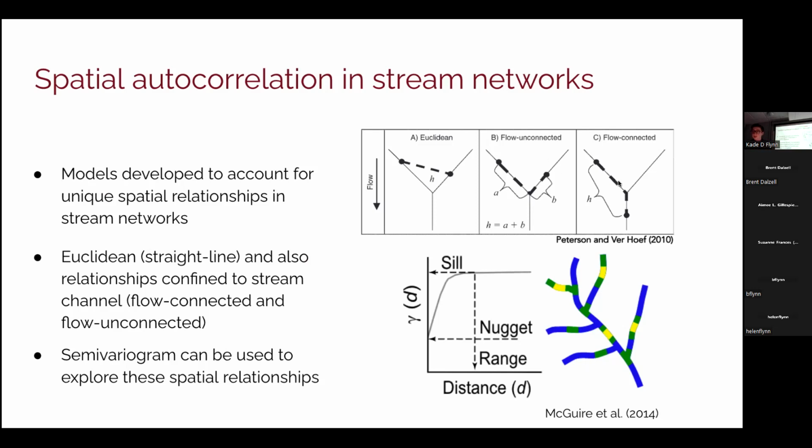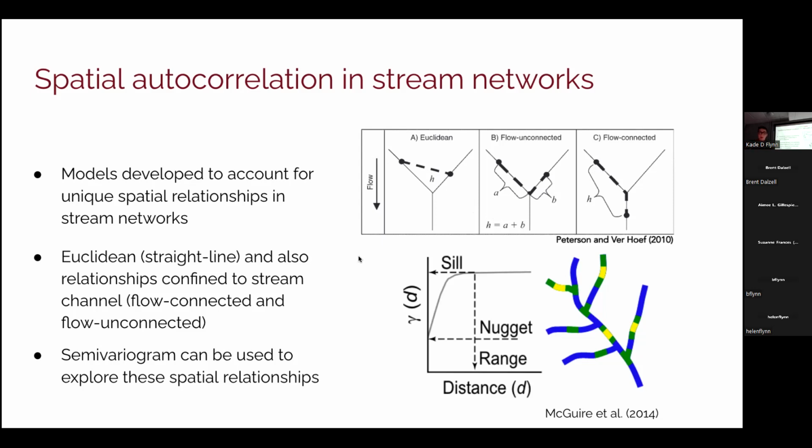This figure from Peterson and Verhoef shows those different spatial relationships. So you have 2 points related by Euclidean distance crossing this network. This is the spatial relationship in other environments like soil that you would use. But in stream networks, you also have relationships that are confined to the stream flow network itself. Those can be flow unconnected, and they can be flow connected, where one point flows into another, but it's really confined to the stream flow path.